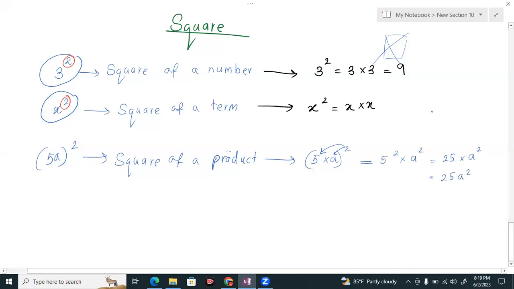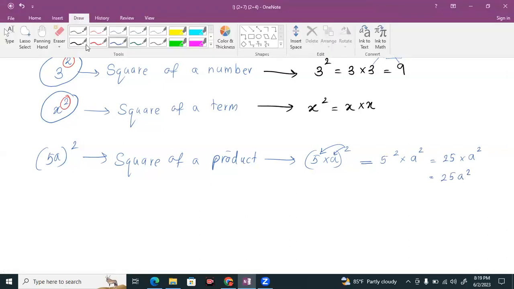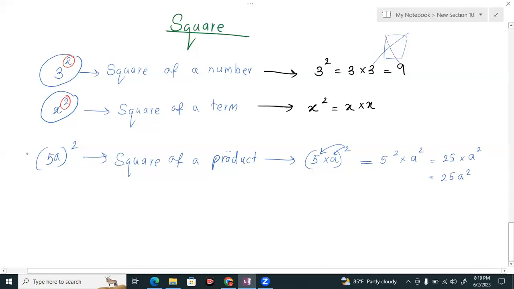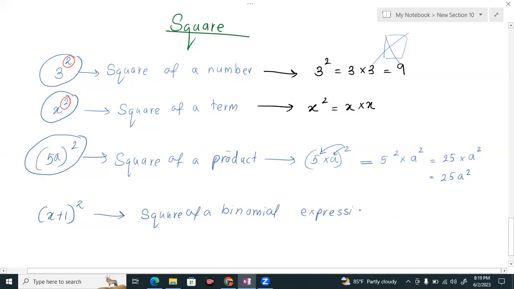Likewise, you can identify that we can obtain a suitable answer instead of a square. Likewise, if you are given an expression like this, we call it the square of a binomial expression. Make a note again: binomial expression squared. Okay, square of a number, square of a term or an algebraic term. Here, square of a product. And here it is square of a binomial expression.